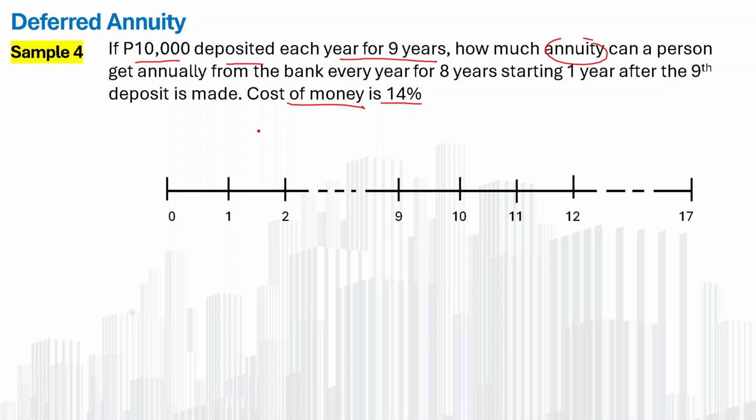So pagdating dito, 10,000 pesos nag-deposit for 9 years. Meaning, for 9 years, at the end of the year, wala naman sinabi, unless specified. So may 10K dito for 9 years. And then the person can get an annuity for 8 years after the 9th deposit is made. So makakuha siya ng certain annuity dito for 8 years. So 8 plus 9, that will be 17 total periods dito.